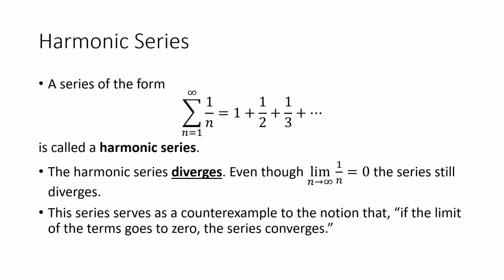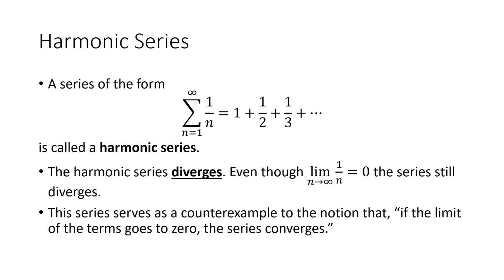The harmonic series is a very popular series, a series of the form from n equals 1 to infinity of 1 over n, which happens to be equal to 1 plus 1 half plus 1/3, etc. This is called a harmonic series. The harmonic series diverges. Even though the limit as n approaches infinity of 1 over n equals 0, the series still diverges.